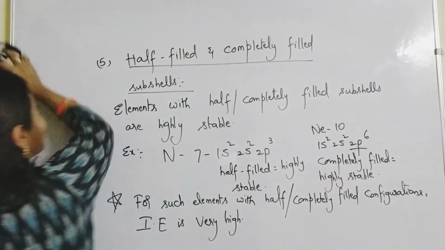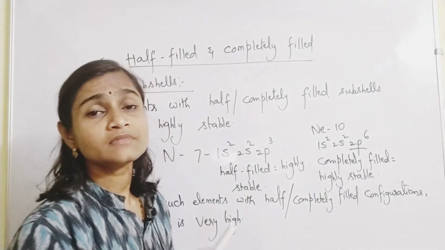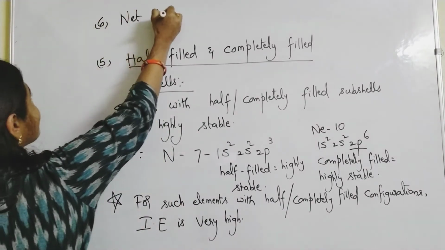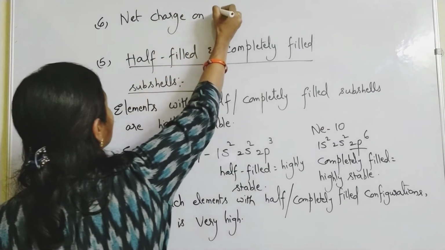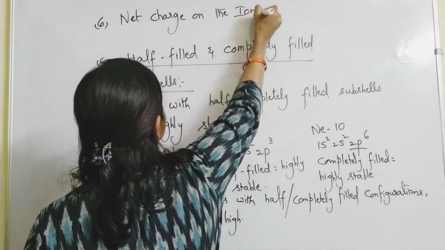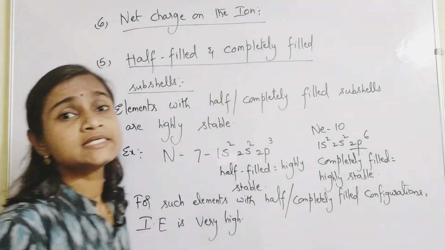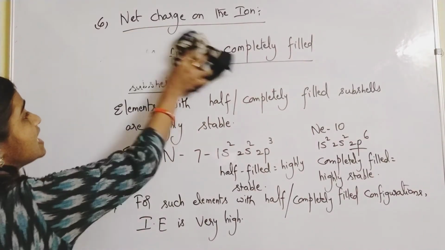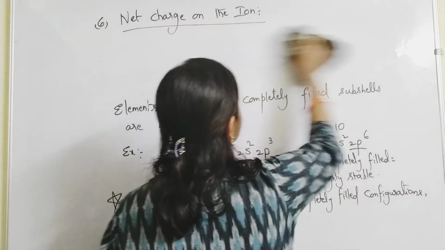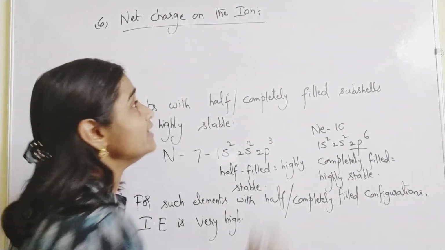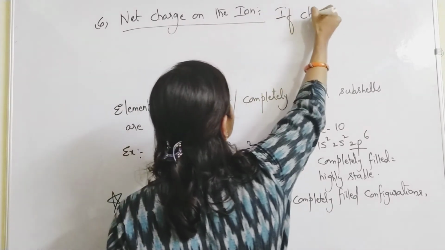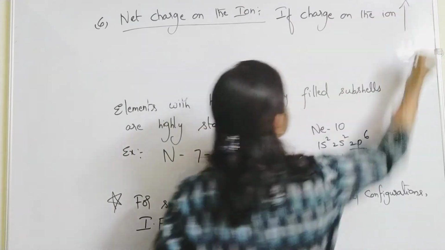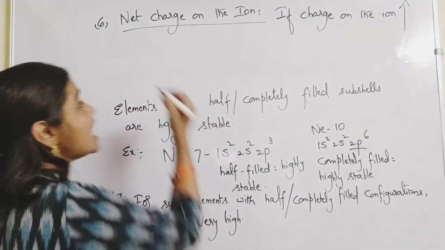And next, the last one, the sixth and last factor is what? Net charge on the ion. So this is the sixth factor, charge on the ion. If the charge on the ion increases, ionization energy also increases. Please remember this point and understand this point carefully.